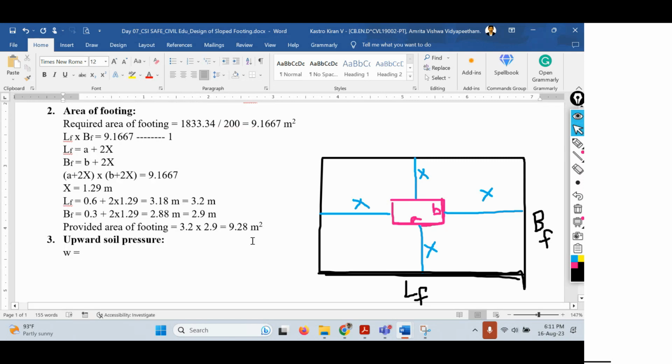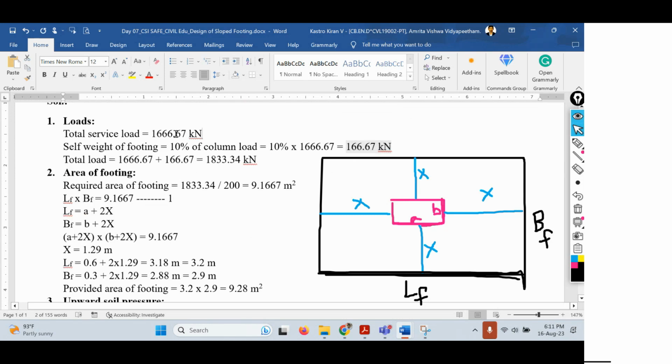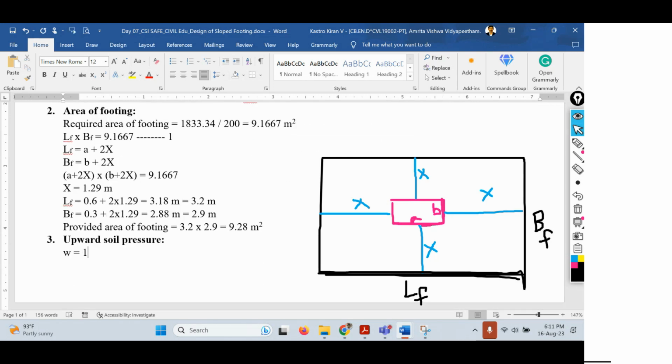W equals the total load. The total service load is 166.67, divided by the area of the footing, that is the provided area, which is 9.28. So therefore, the net upward soil pressure will become 179.59 kilonewtons per square meter. Okay, this is the net upward soil pressure, right?